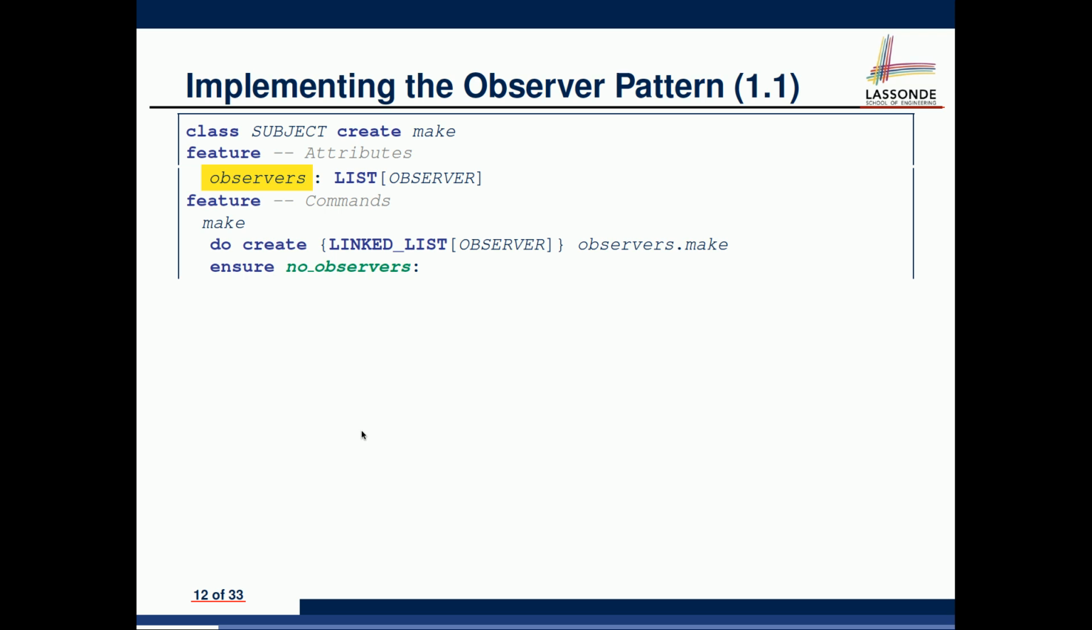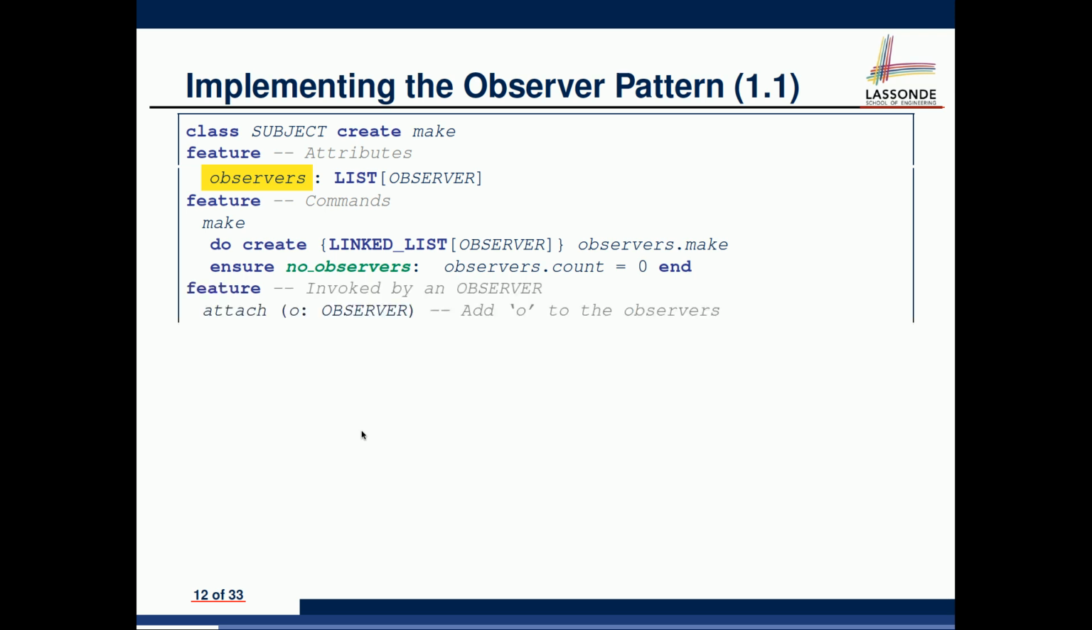What should be the post condition here? How do we make sure the observer list is empty? Yeah, sure. Or observer count equals 0, either way. Let's say we try to attach. Given some observer over here, we want to add it to the observers list so that with the next updates we have, we can notify them as well.